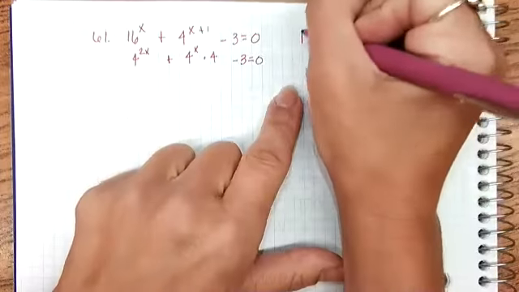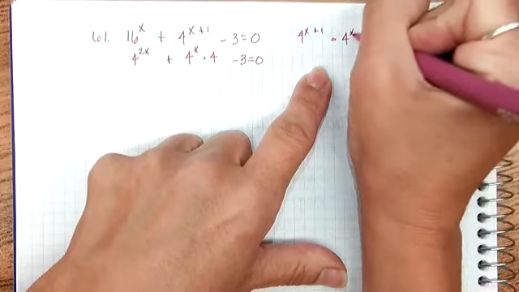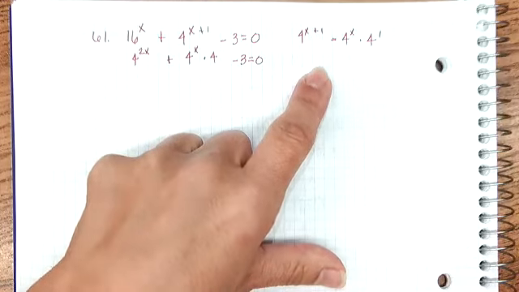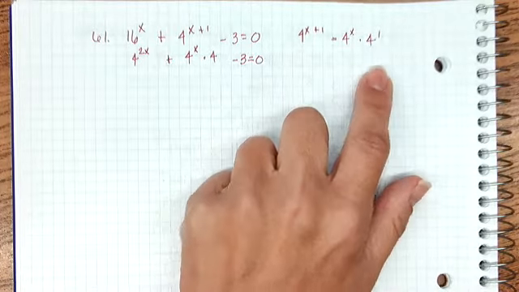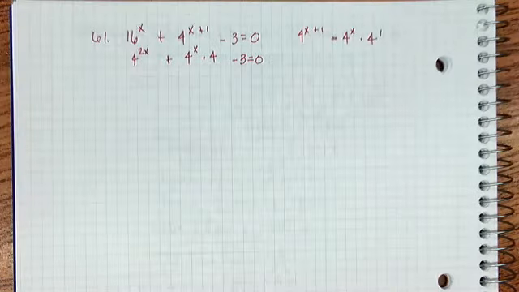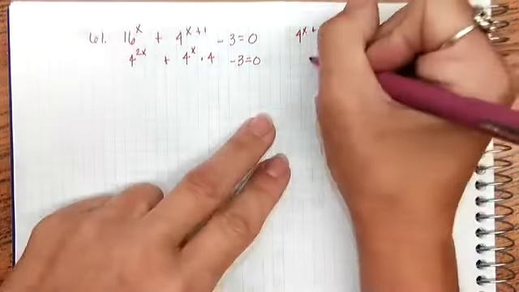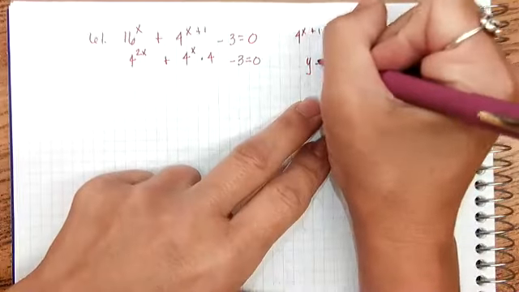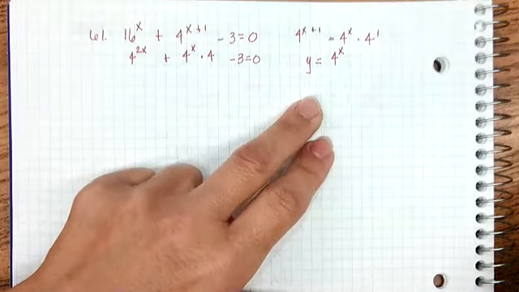How do you get that? 4 to the x plus 1 is 4 to the x times 4 to the first. When you multiply terms, you add exponents. So this becomes x plus 1. You can factor it from here if you want, or you can do the substitution. So I'll do the substitution.